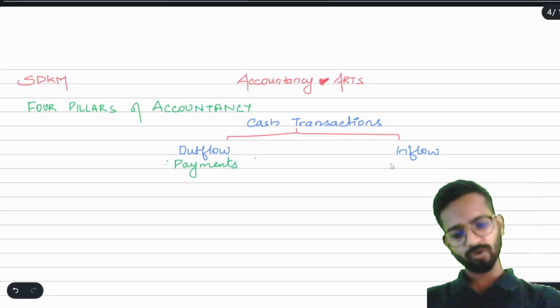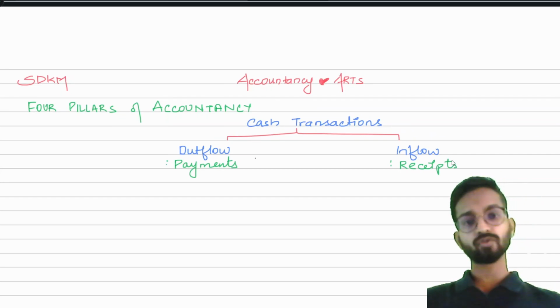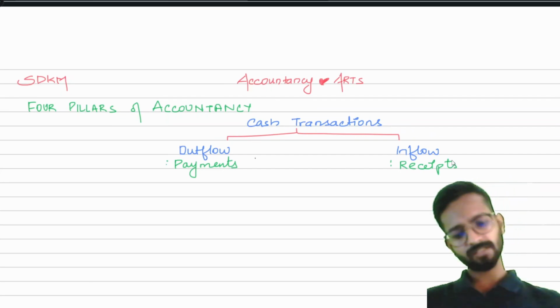And when will be the inflow of cash? Whenever there will be receipts. We know what is a receipt. Suppose I have earned an income from sale, or I have received a commission, or if I have sold any kind of goods as scrap. If I am receiving the value, that is my income, or inflow of cash, that is receipt.